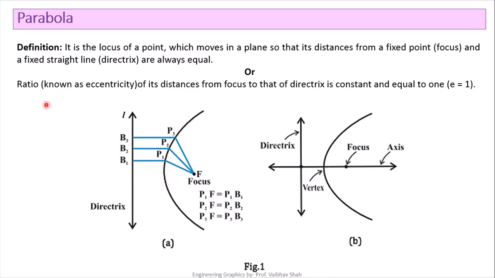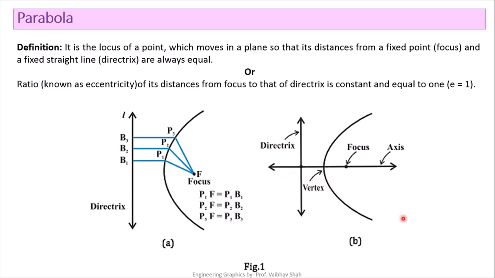Another definition, we have one another definition, the ratio known as eccentricity. You know eccentricity, right? We have defined it in the previous sections. So now, the ratio of its distances from the focus to that of the directrix is constant and which is equal to 1. So you can say the eccentricity of the parabola is equal to 1. We have already defined this eccentricity in the previous section. So if your eccentricity is 1, then it must certainly be your parabola.